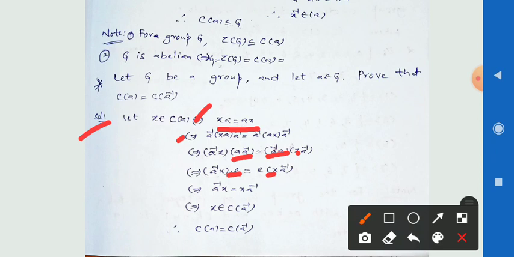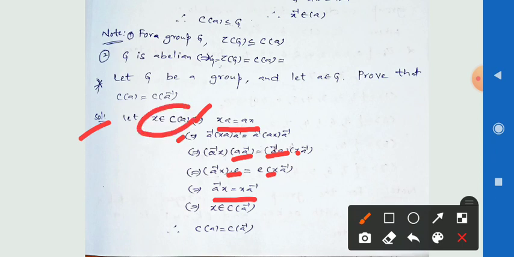Here multiplying A inverse x into E, we get A inverse into x, and E into x A inverse we get x A inverse. Then we can conclude that here A inverse x is equal to x into A inverse. Therefore here x is the element which belongs to C of A inverse.